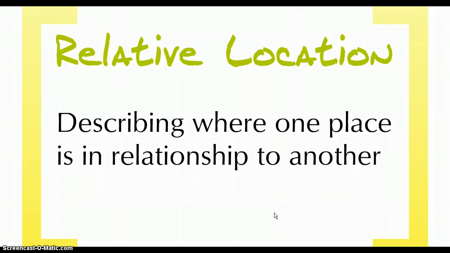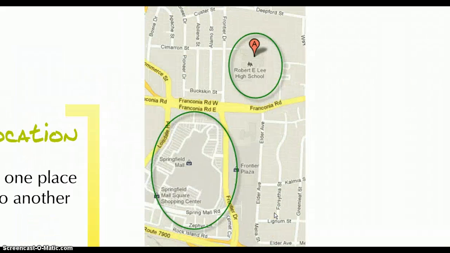We can also use relative location to describe where something is, and this is where we describe where one place is in relationship to another place. So if I'm going to describe where Robert E. Lee High School is to someone who doesn't know where it is, I might say it's across the street from Springfield Mall. Here's Robert E. Lee High School, here's the mall, they're across the street from each other.